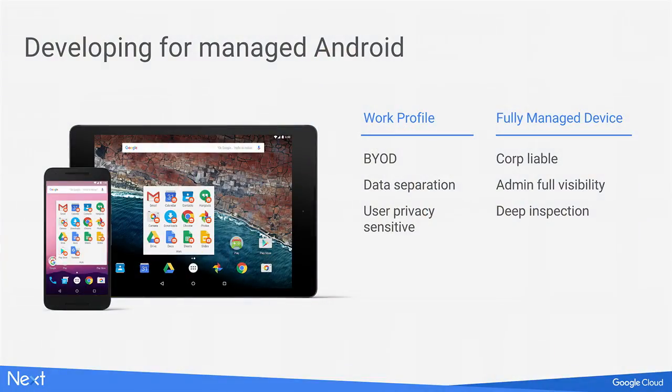There are two management modes that I want to discuss here today. First of all, the work profile, which is predominantly used in a bring your own device or BYOD model. Here, work data and personal data are kept separate in two separate Android profiles. And apps and notifications that are running in the work profile are then labeled with the orange briefcase badge.